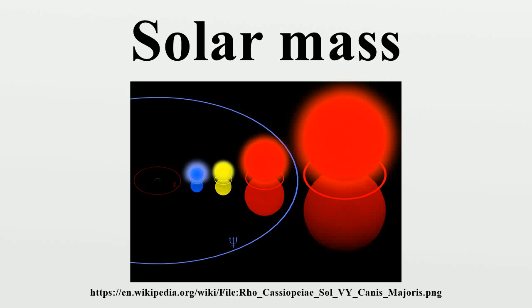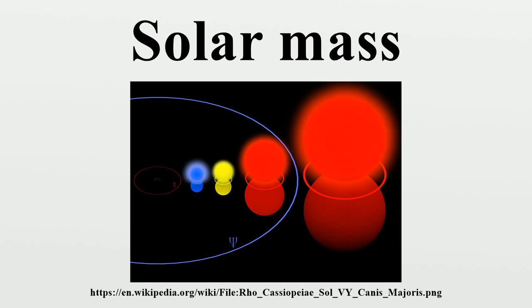The solar mass is a standard unit of mass in astronomy that is used to indicate the masses of other stars, as well as clusters, nebulae and galaxies. It is equal to the mass of the Sun, about 2 nonillion kilograms.